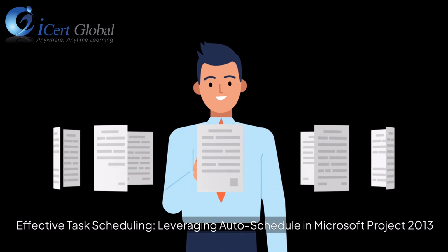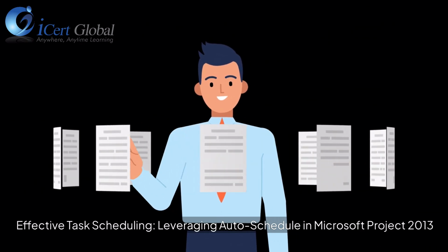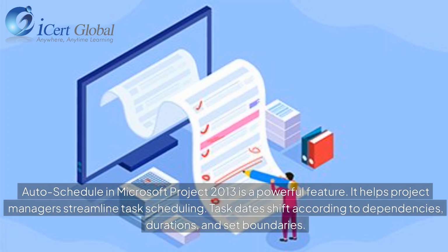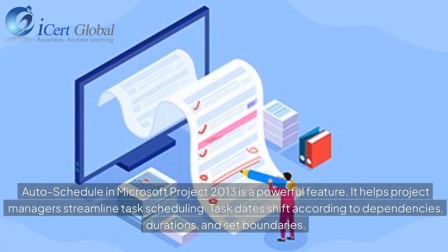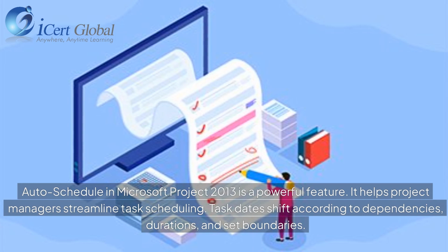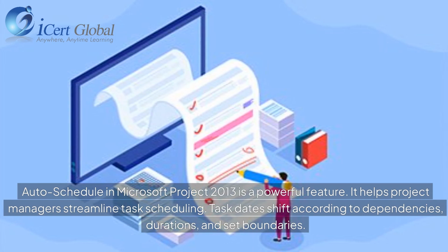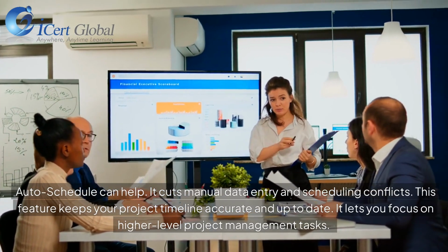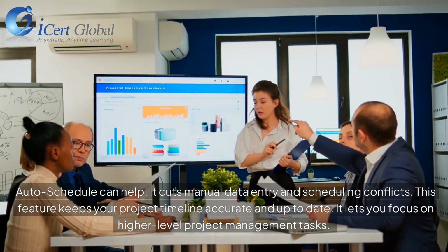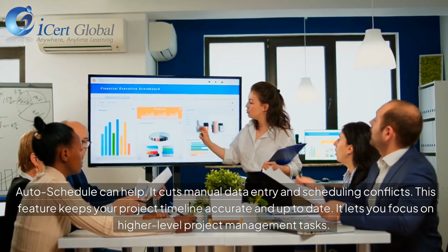Effective task scheduling. Leveraging AutoSchedule in Microsoft Project 2013. AutoSchedule in Microsoft Project 2013 is a powerful feature. It helps project managers streamline task scheduling. Task dates shift according to dependencies, durations, and set boundaries. AutoSchedule can help. It cuts manual data entry and scheduling conflicts. This feature keeps your project timeline accurate and up to date.